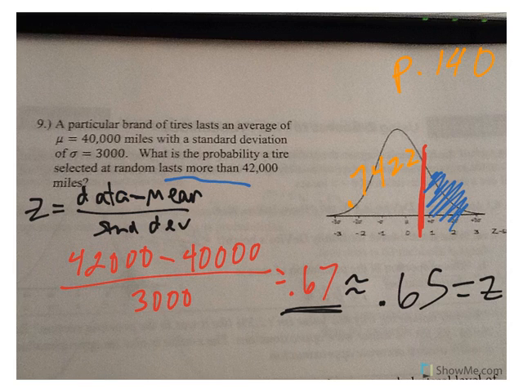And this is why I like these pictures. You can actually draw on them, so you can see exactly what you're dealing with. Well, the area to the left is 0.7422. I don't want the area to the left. I want the area to the right. So I would then take 1 minus 0.7422 to get my answer of 0.2578. So the probability that a tire selected lasts more than 42,000 miles is 0.2578.